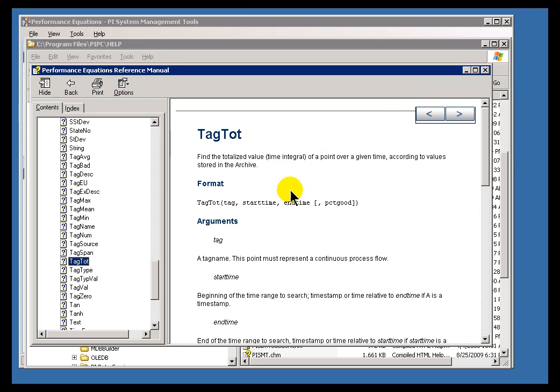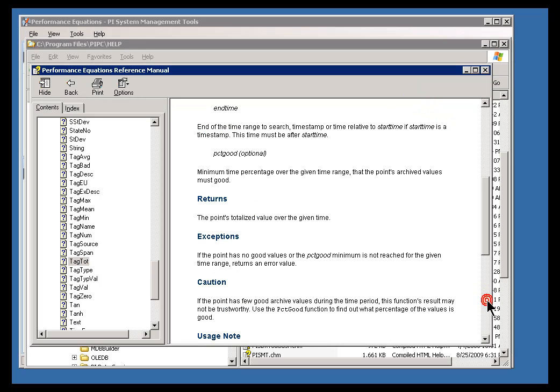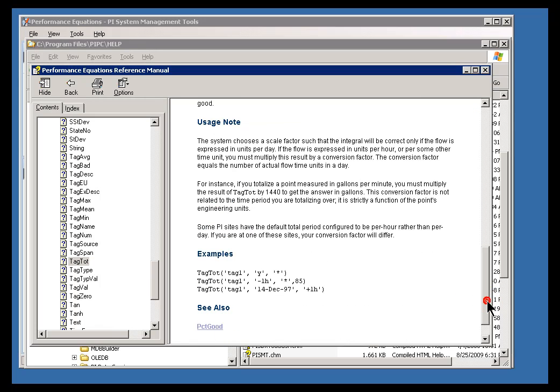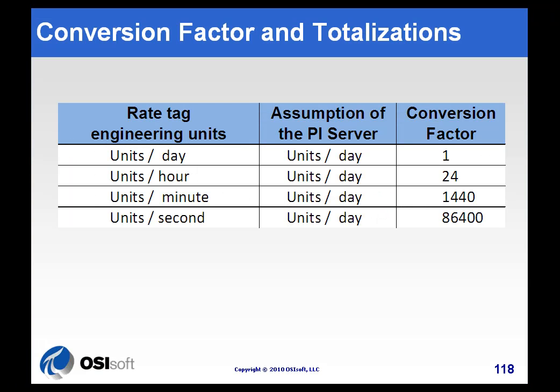The tag tote function makes the assumption that all the totalization values being input are being measured in units per day. Now that's a pretty big assumption. And of course, most process variables are not going to be measured in units per day. Most flows are not in units per day. So the assumption of the Pi server is the same regardless. The assumption of the Pi server is always going to be units per day.